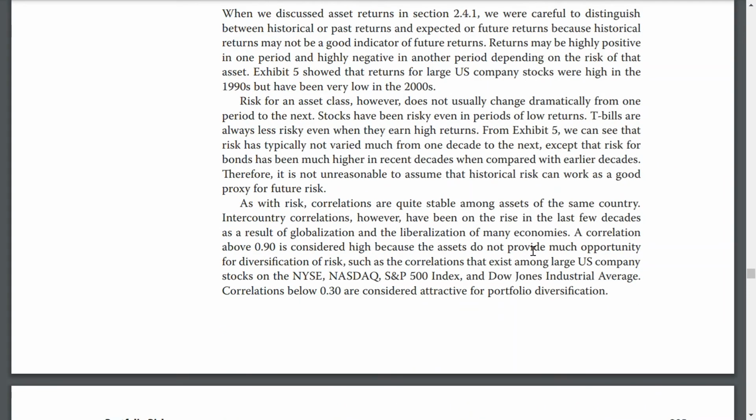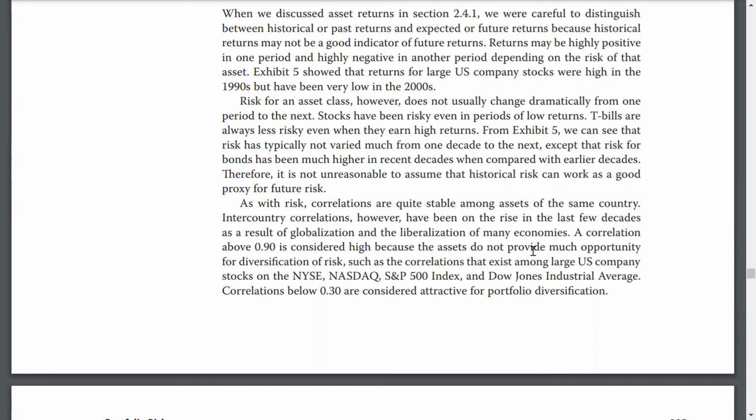From Exhibit 1, we can see that the risks have typically not varied much from one decade to the next. Except for the risk for bonds, which has been much higher in recent decades when compared to earlier decades. Therefore, it is not unreasonable to assume that historical risks can work as a good proxy for future risk. As with risk, correlations are quite stable among assets of the same country.